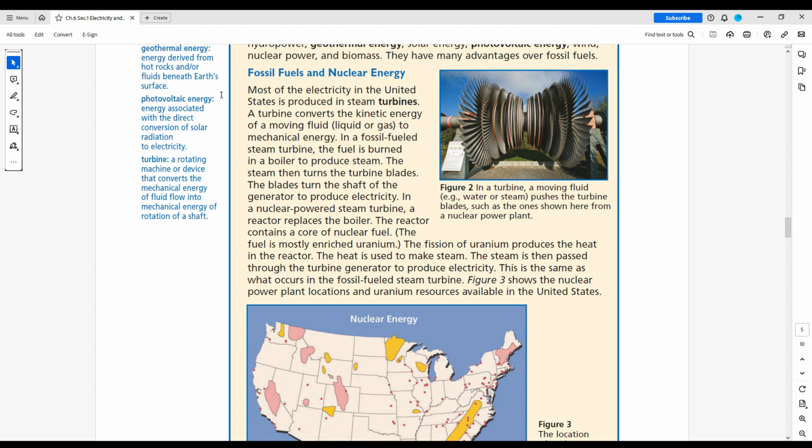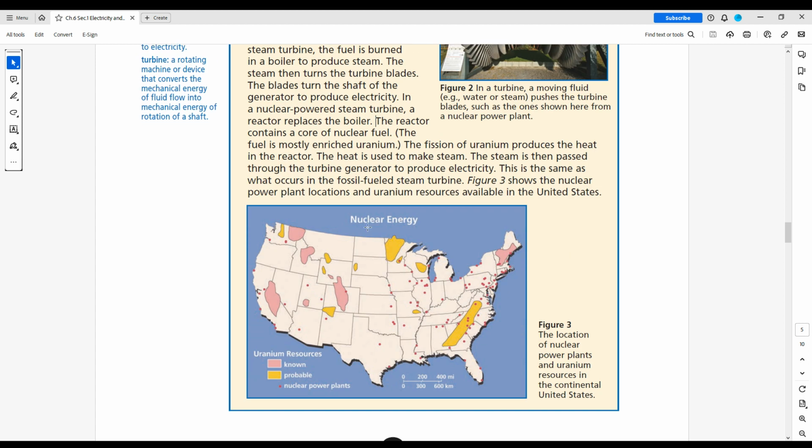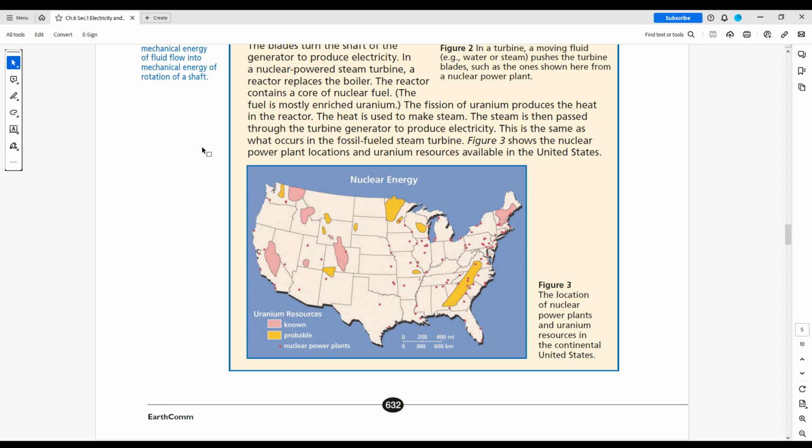In a nuclear-powered steam turbine, a reactor replaces the boiler. The reactor contains a core of nuclear fuel. The fission of uranium produces the heat in the reactor. The heat is used to make steam. The steam is then passed through the turbine generator to produce electricity. This is the same as what occurs in the fossil-fueled steam turbine. Figure 3 shows the nuclear power plant locations and uranium resources available in the United States.